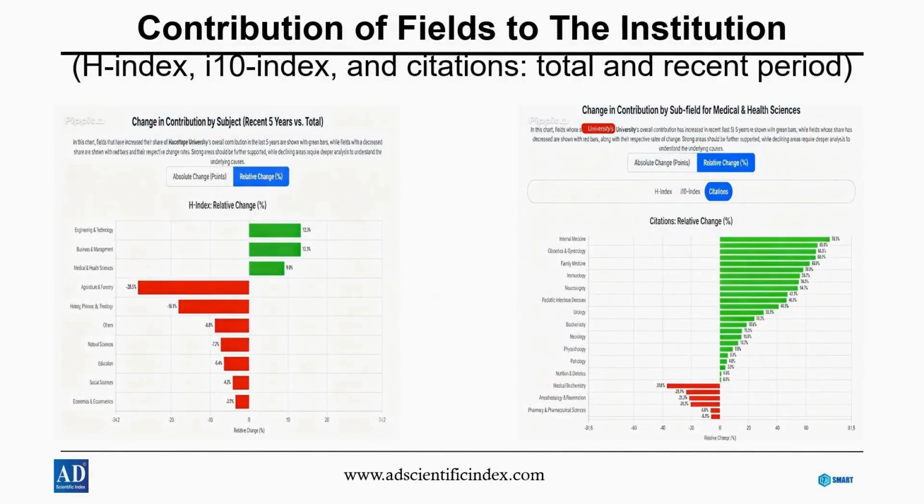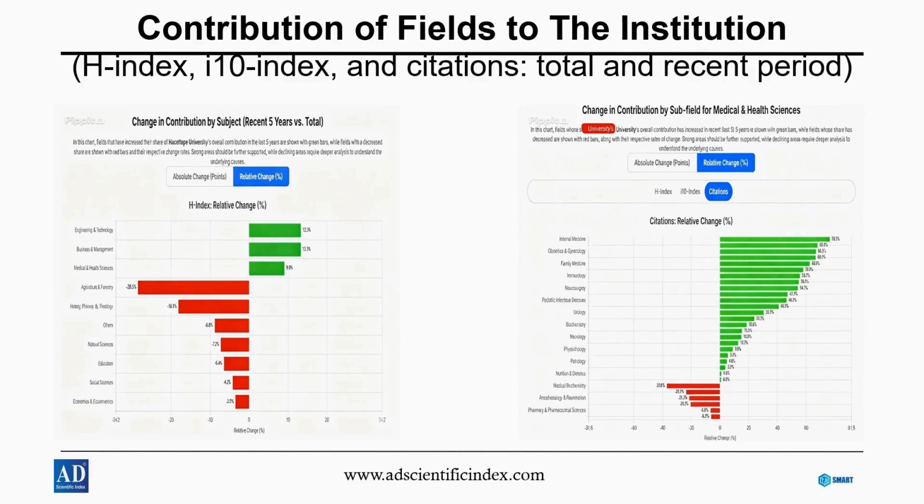The chart highlights how different fields contribute to the institution based on H-index, I-10 index, and citations over the total and recent 5-year periods. Fields with rising performance appear in green, while those with declines appear in red. On the left, overall subject-level trends show strong growth in engineering, business, and medical and health sciences, while areas like agriculture and forestry and history have seen significant decreases.